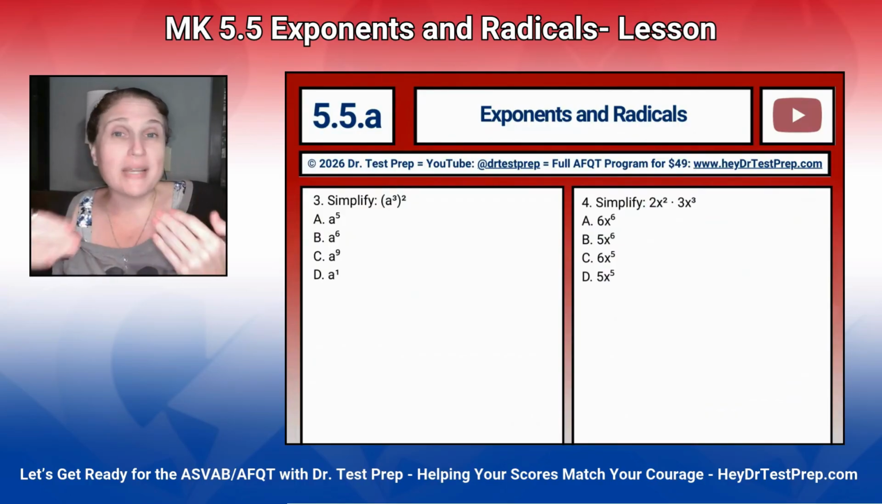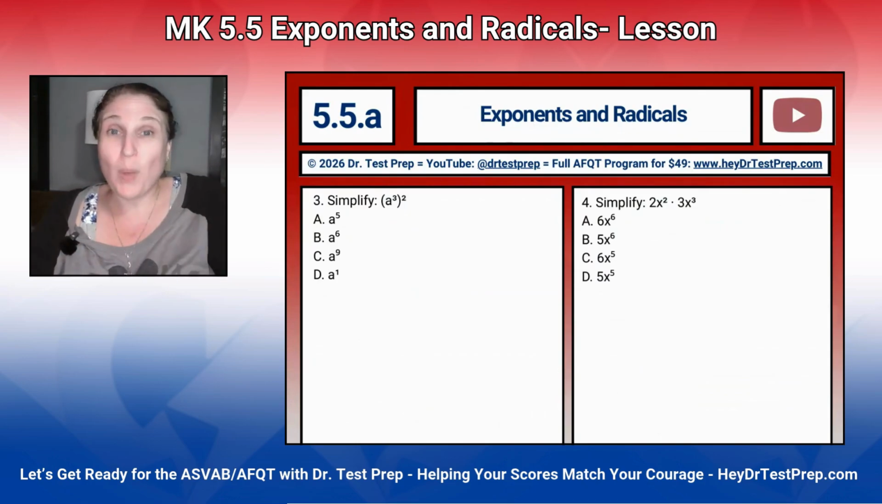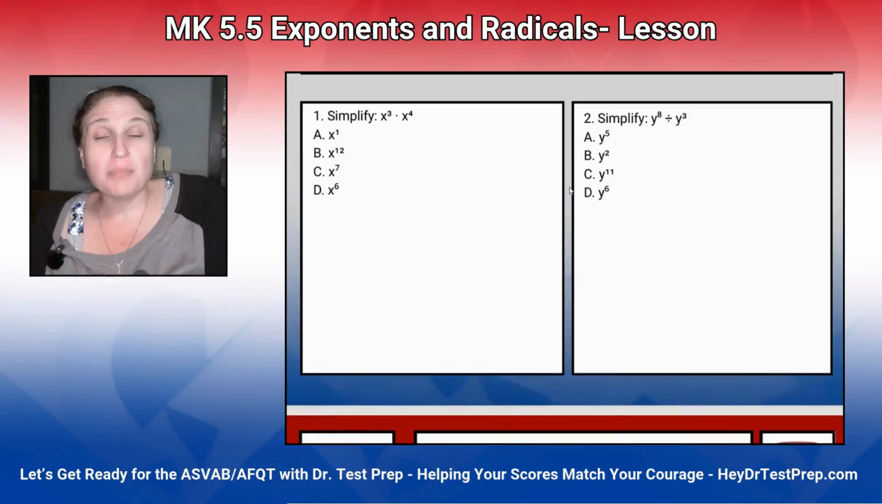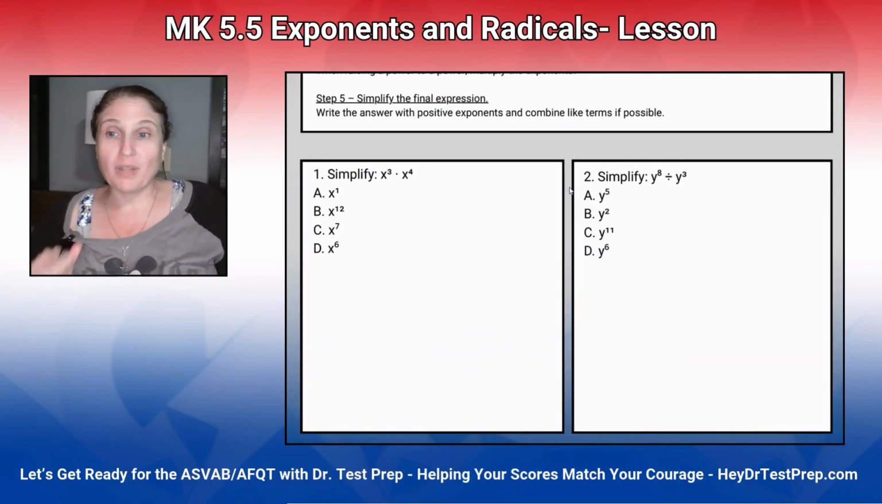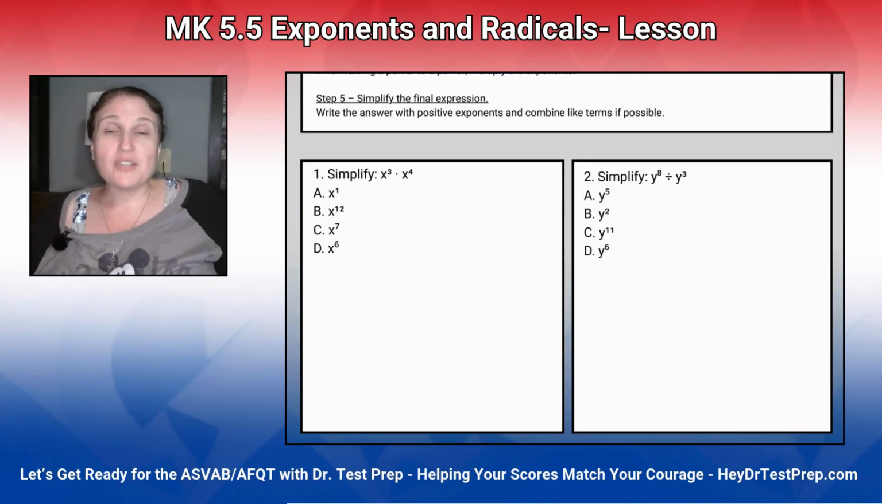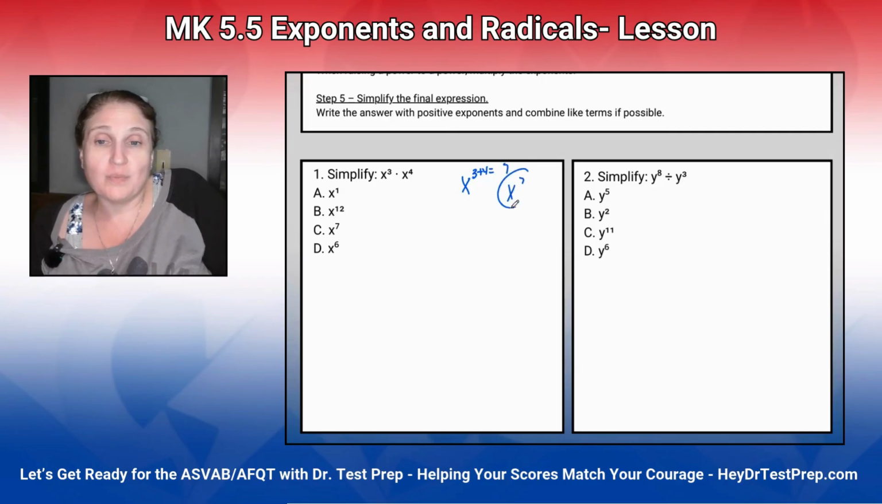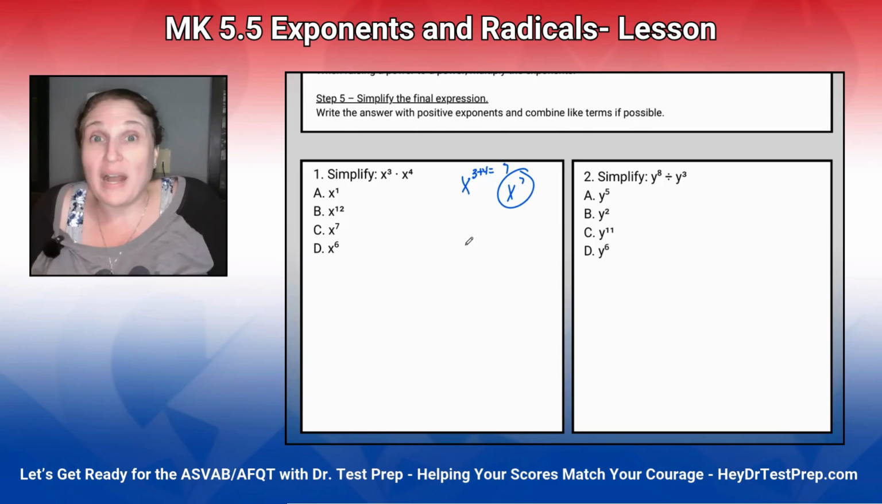So I am going to break this down for you super basic just to help you understand why. But then in the future numbers, we're going to just go for it. All right. So if we look here, we have x cubed times x to the 4th. Now, if you know the rule, it's just going to be x to the 3 plus 4, which is x to the 7th. Done. But let me explain why.